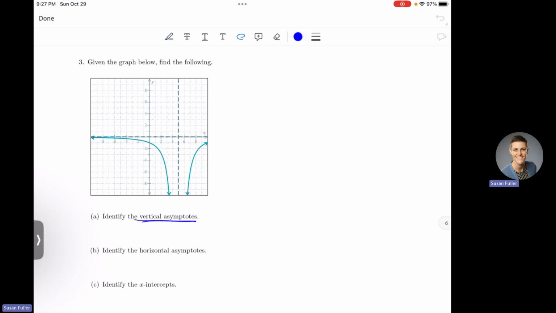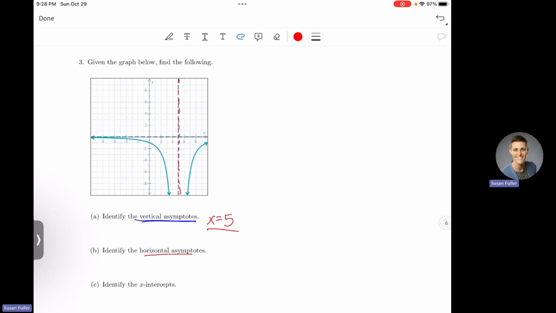Okay, so the vertical asymptotes are those vertical dotted lines. So our vertical asymptote is this guy right here. The equation of that vertical asymptote is, it's vertical, so it means it's x equals, and this goes through the x value, x equals 5. So that's the equation of my vertical asymptote in this graph.